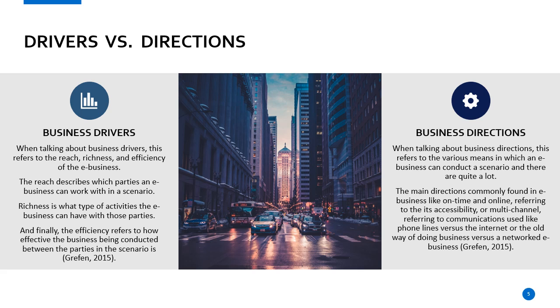Then we talk about our business directions. This refers to the various means by which an e-business can conduct a scenario, and for that reason, there are quite a lot of directions, just like on a map with several roads, with left, right, forward, and reverse. So many choices.